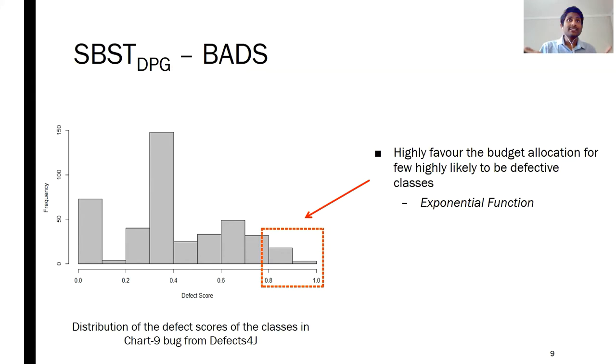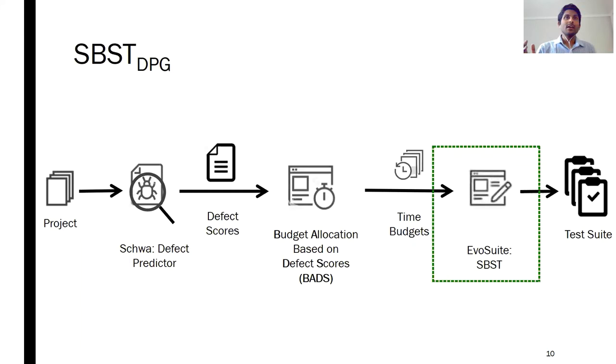The third module in our approach is SBST. We use EvoSuite as the SBST tool, which is the state of the art, and we use DynaMOSA as the search algorithm for the SBST technique, which is the state-of-the-art search algorithm.